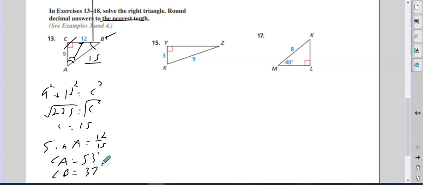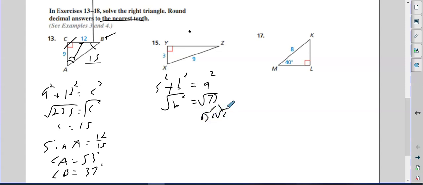All right. Same thing here, except this time we're missing our B. So we're going to do 3 squared plus B squared, or C squared, doesn't really matter, equals 9 squared. So B squared is going to be 81 minus 9, which is 72. We're going to square root that. Okay. Find the perfect square that goes inside of it. That's 36 times 2. So this is going to be 6 radical 2.